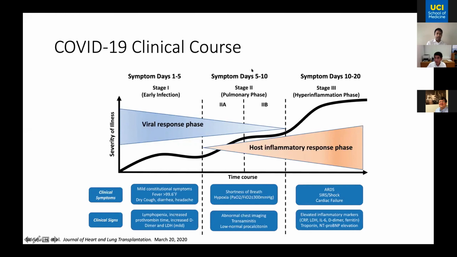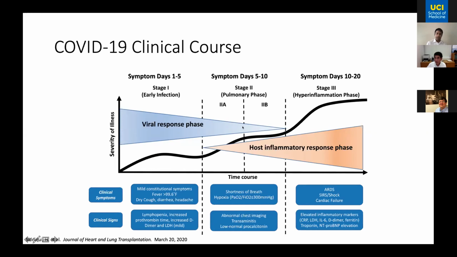But at symptom day 5 to 10, and I think Dr. Tan mentioned day 7 and 8, is a point at which a lot of patients decompensate. This is where you develop shortness of breath and hypoxia, in a subset of people who go on to develop severe disease. The chest imaging looks abnormal. There are these bilateral, what we call ground glass opacities. There are increases in inflammatory markers and in liver enzymes.